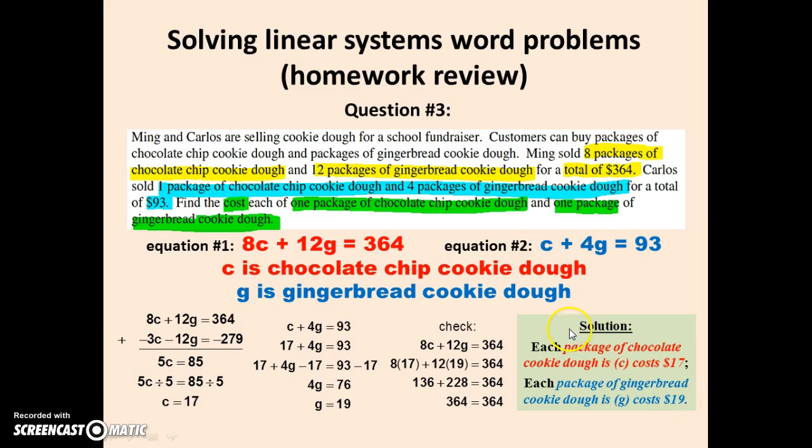Okay, don't forget, you have to articulate what the solution is. If it's just 2 equations, then you can put it as a point. But since these answers have meaning, we have to write down what the meaning is.